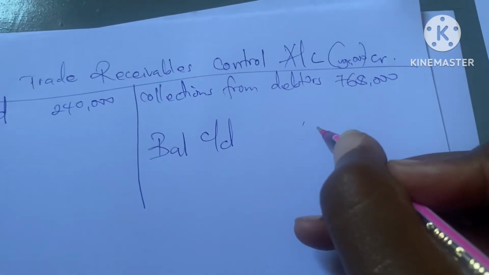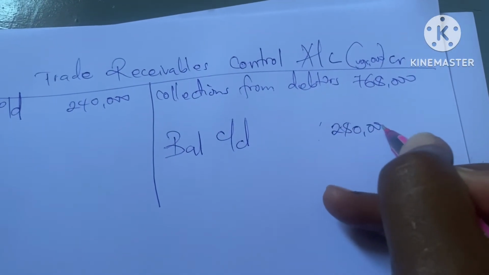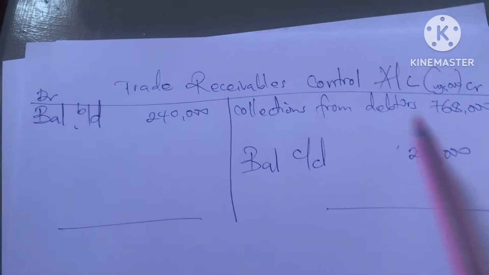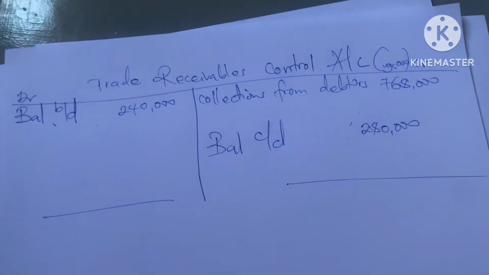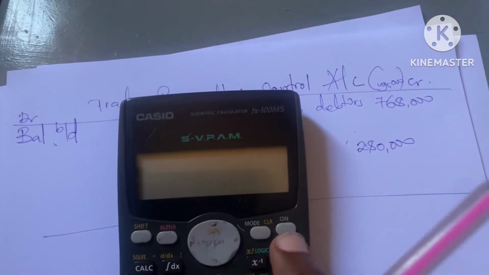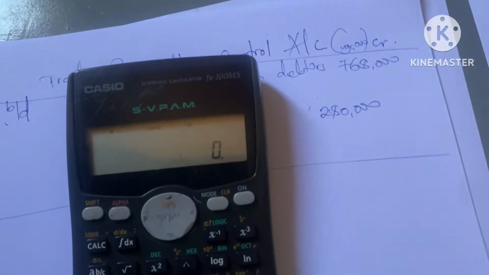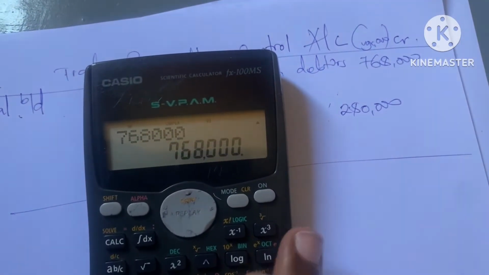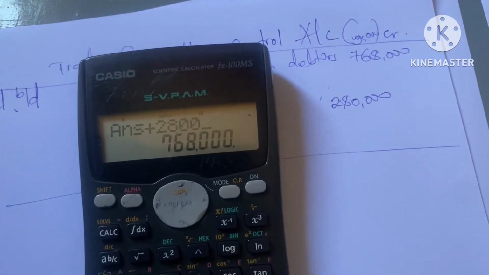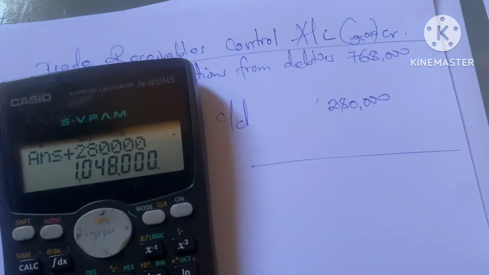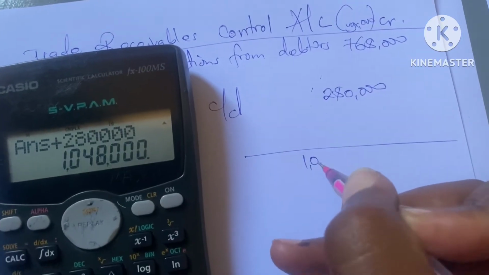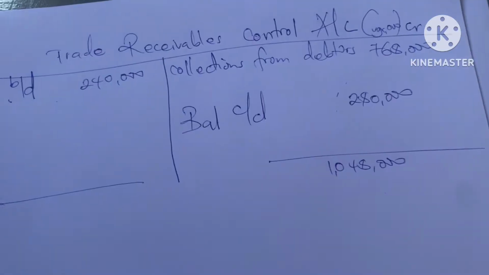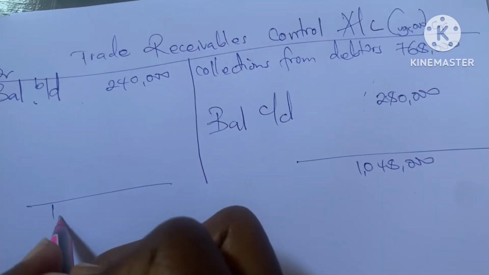So 280,000. Then we balance which side is greater. This side is greater than this side. So we add 768 plus 280,000, which is 1,048,000. So we put the greater figure on both sides.